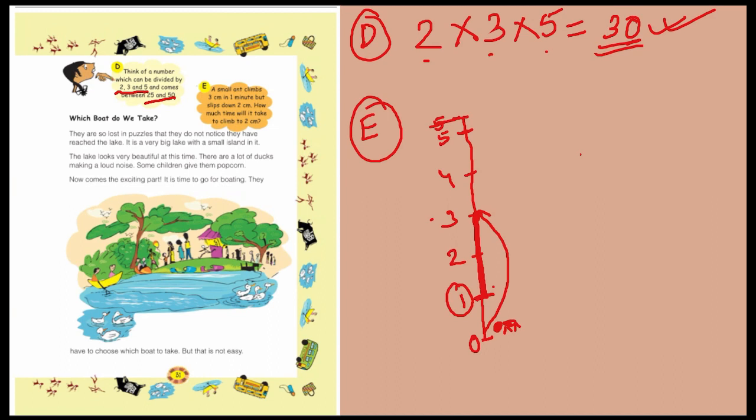How much time will it take to climb 2 centimeter? Now in 1 minute, he climbed 3 centimeter and slipped 2 centimeter. That means he reached 1 centimeter. In the second minute, from here he will start again. So 1, 2, again he will slip.